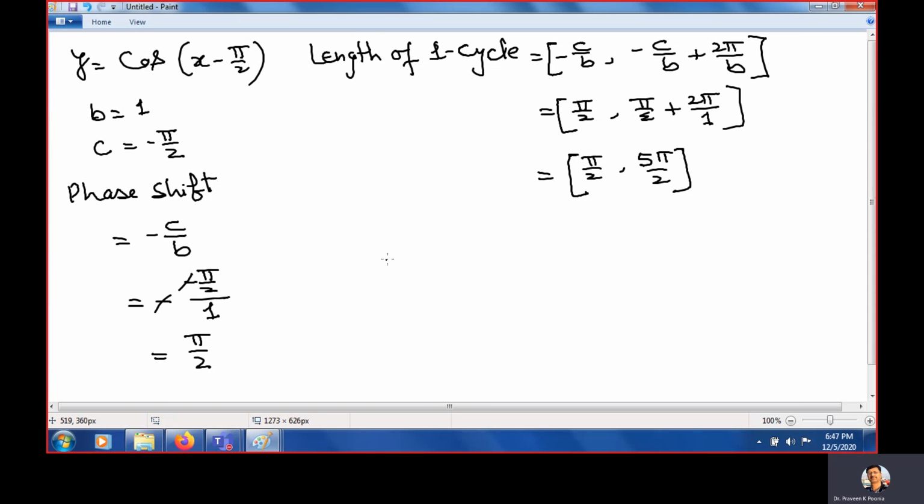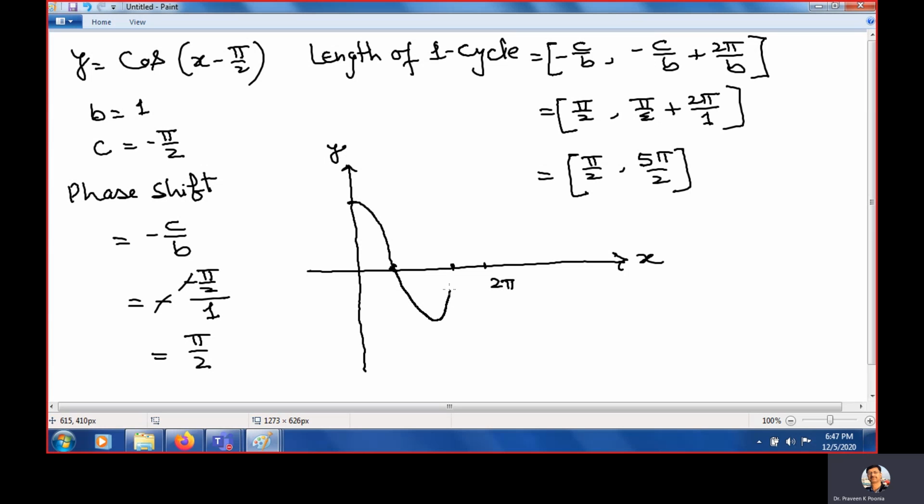Okay. So first we will draw the graph of cosine x. This is x and this is y. Clear? This is 1 and this is 2 pi here. This is pi upon 2. This is 3 pi upon 2. And the graph will come down like this one.